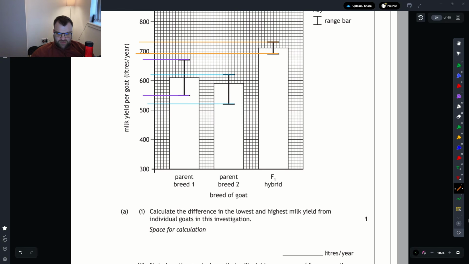Calculate a difference in the lowest and highest milk yield from individual goats. I think I'm leaning back to biggest versus lowest. Let's see if I'm right. Each box is going to be 10, so that's going to make that 730, and then this would be 520. So 730 take away 520 is 210. That'll give you 210 for that one.